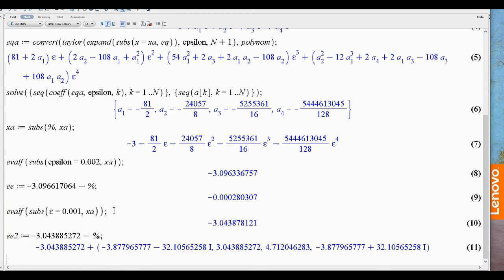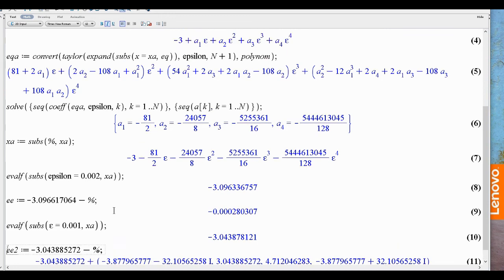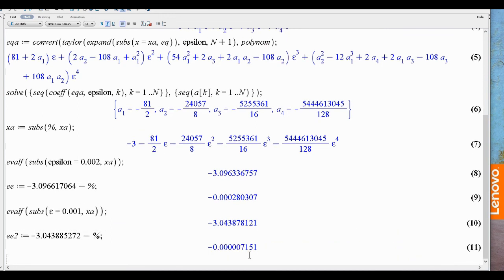That's because I have to run it again. Okay, so now here is this error. Here was the previous error, here is the new error. There is an epsilon to the power 5 term here, you see. So now when I come here, I've divided epsilon by 2, so something like 2 to the power 5 times is how much smaller the error needs to be.